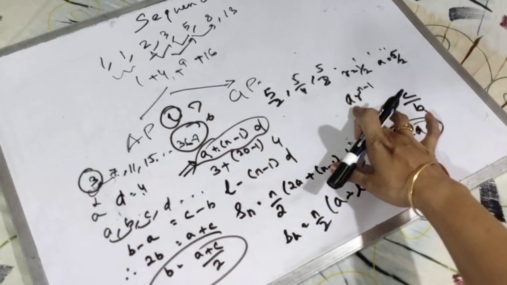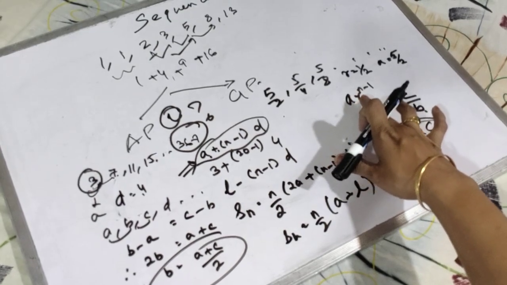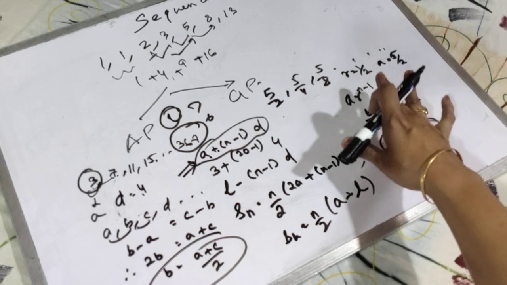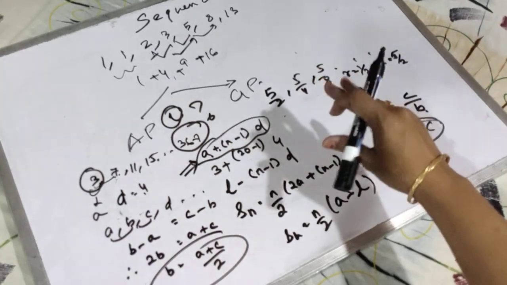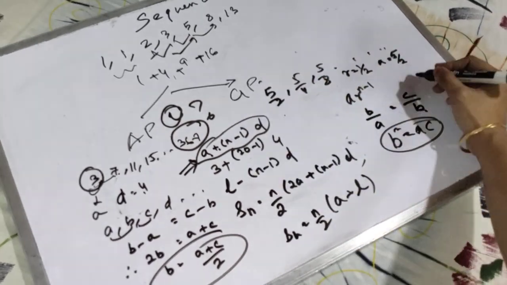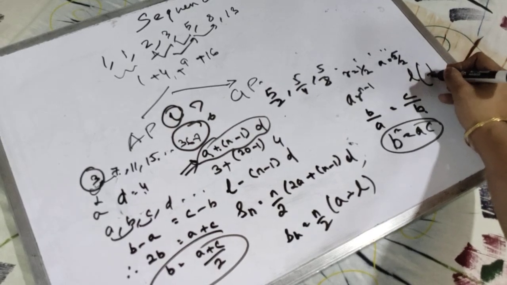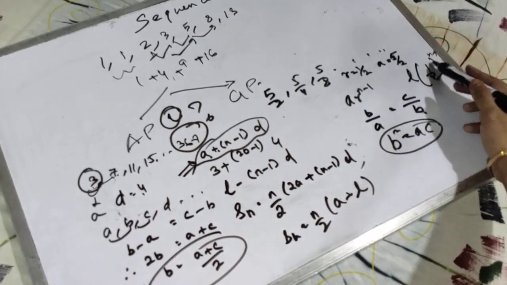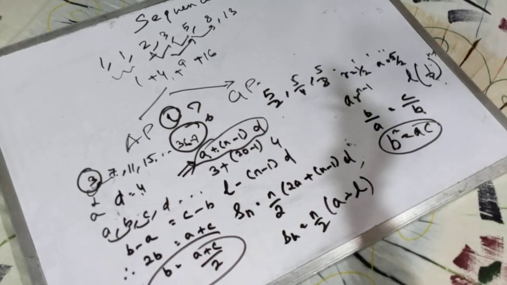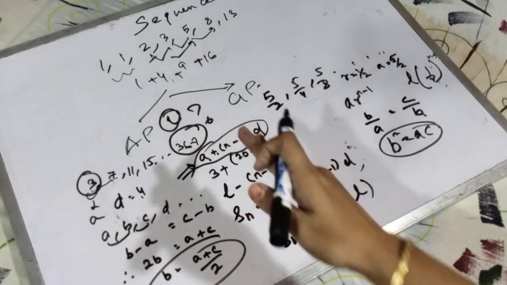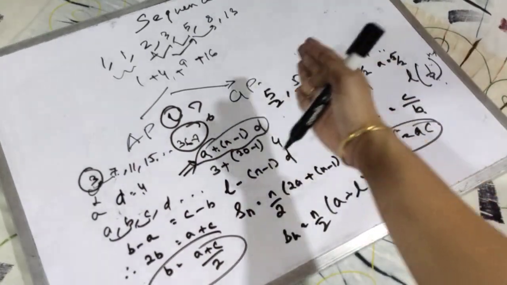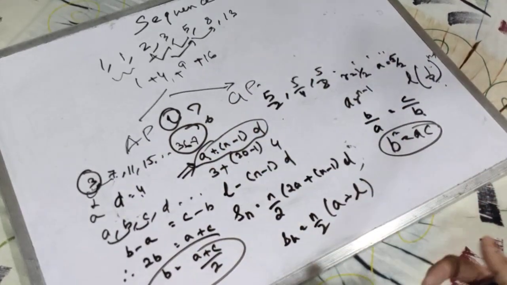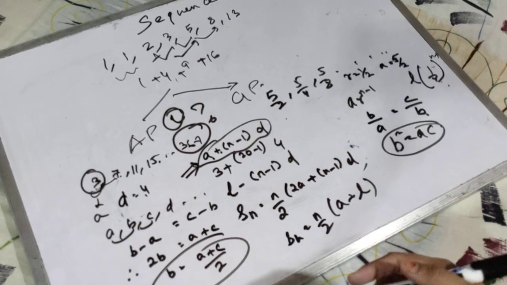Similarly, from the first term A, if you want to find a term, you have a r to the power n minus 1 as the general term. From the back, if you want to find from the last, the formula is l times 1 by r to the power n minus 1. So the only difference is a reversal of the ratio, because from the back you are dividing as you come.